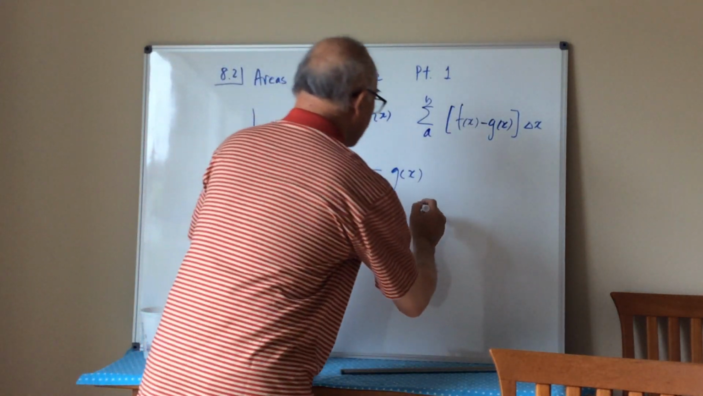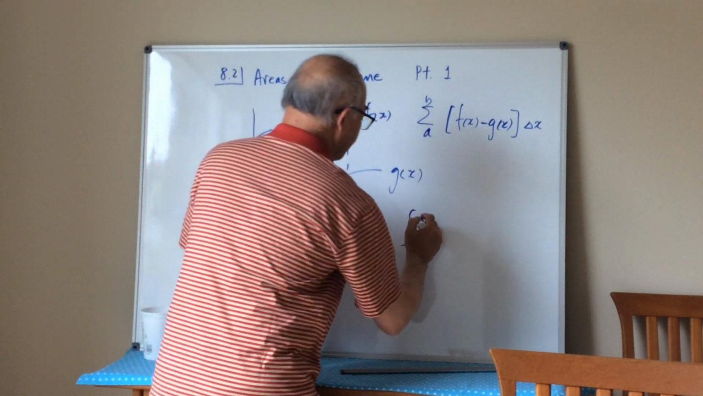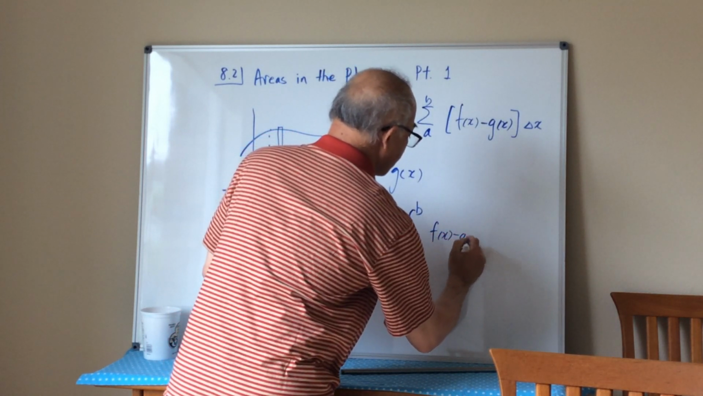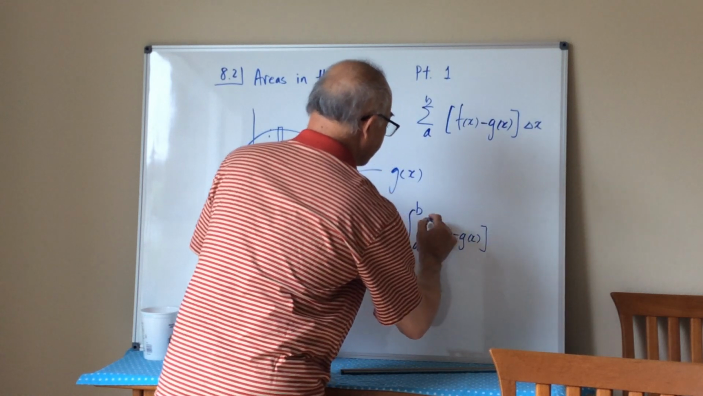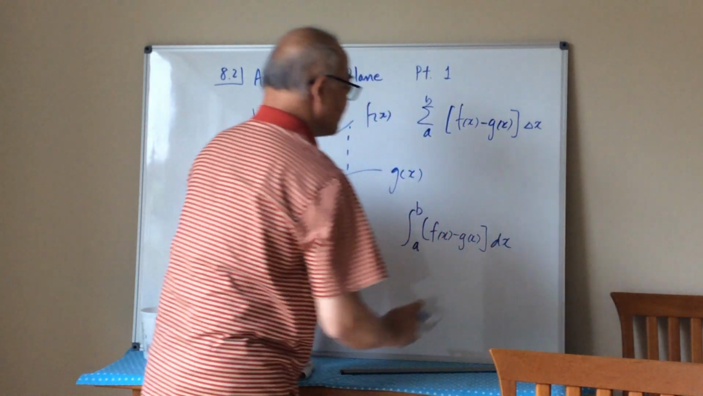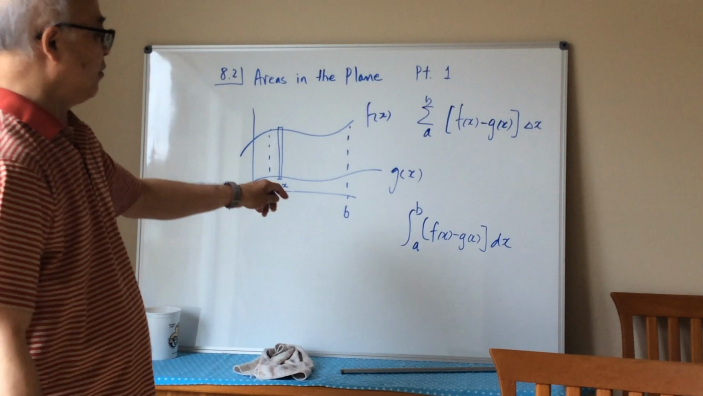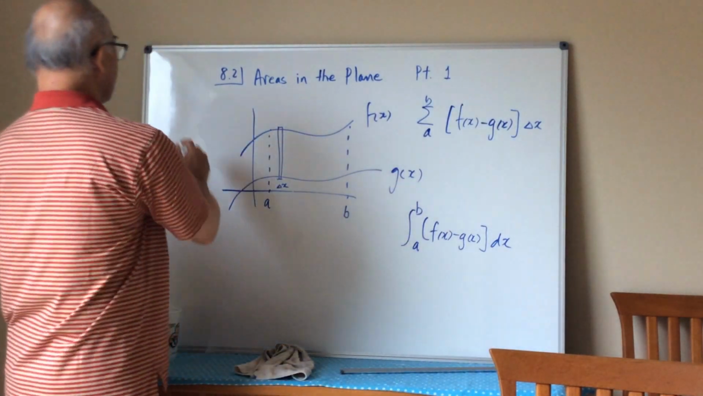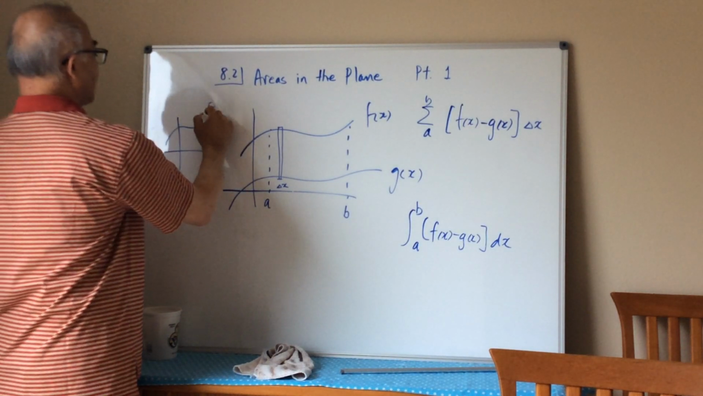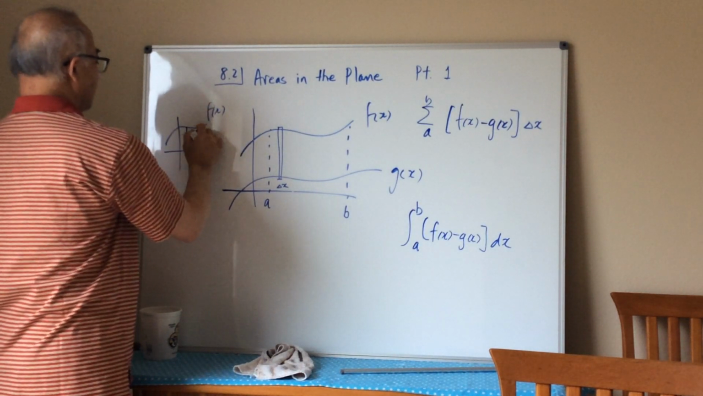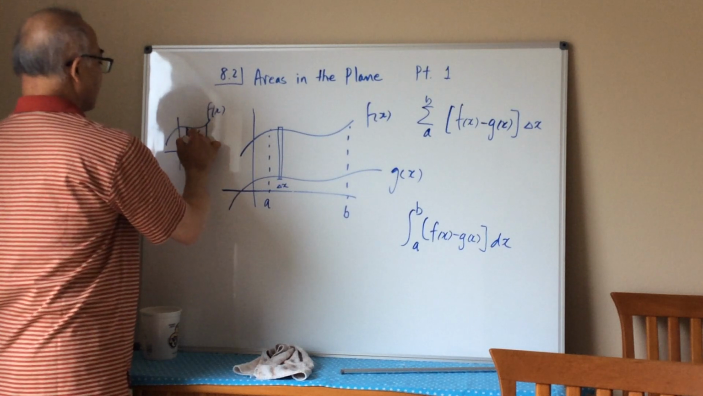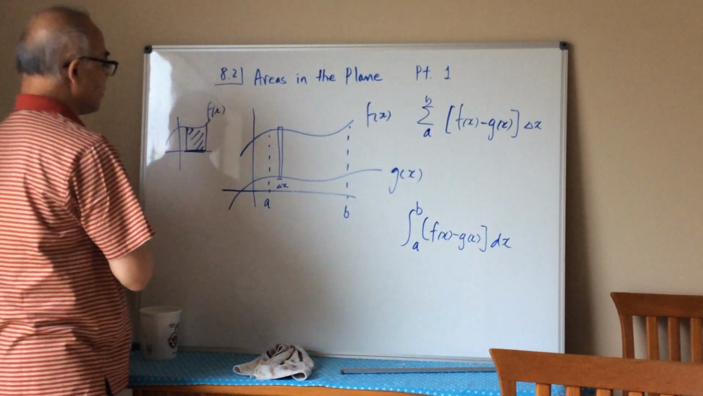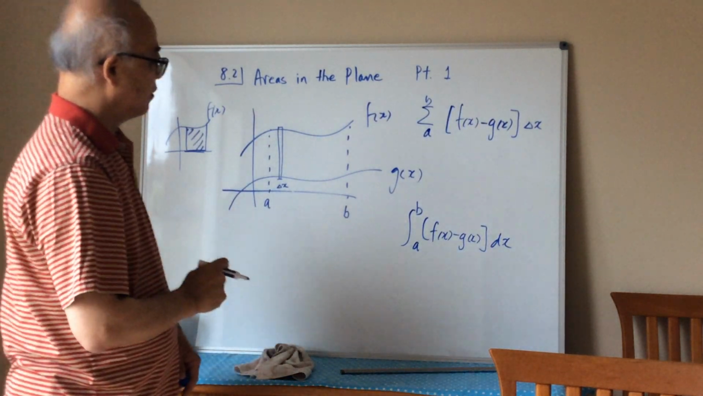So in other words, your integral would be the integral from A to B of f of x minus g of x dx. Pretty simple, right? It's the same stuff we did before when we were looking at the area under the curve, except that our g of x there was just 0.